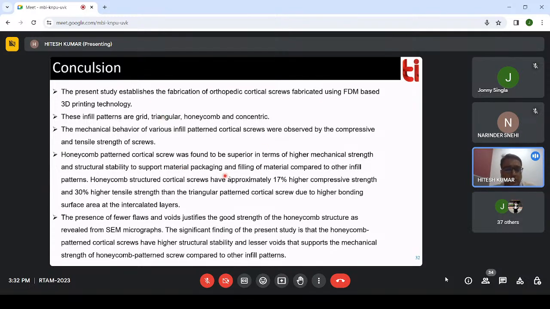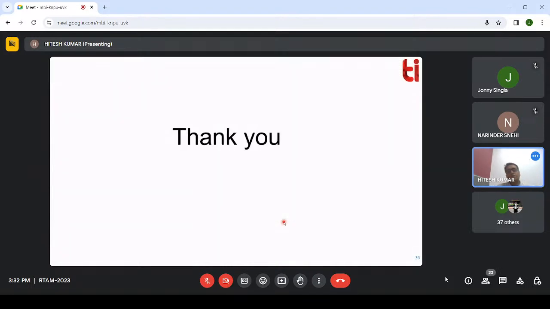We observed approximately 17% higher compressive strength and 30% higher tensile strength in the honeycomb structure. The presence of fewer flaws and voids justifies the greater strength of the honeycomb structure, as revealed by the brittle kind of failure. These lesser voids support the mechanical strength, which is greater in honeycomb materials in comparison to the other samples. So, through that I end my part.